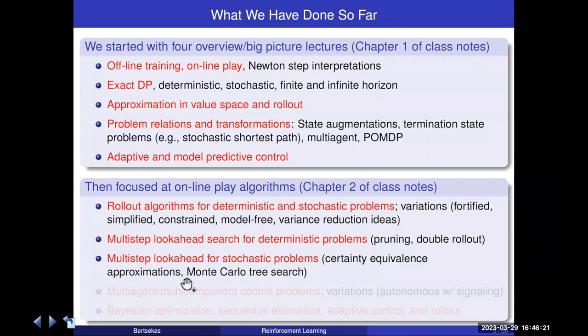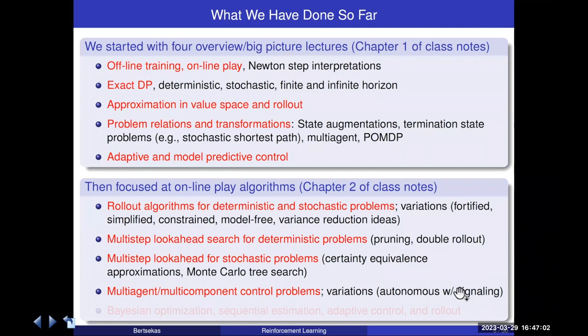We talked about Monte Carlo tree search, a form of adaptive simulation that aims to make the computation of the various expected values, various parts of the online play algorithm, more efficient. We reviewed two lectures ago multi-agent problems, and there was a demo. There are some variations that we haven't covered in great detail, particularly the idea of autonomous agents that communicate with each other indirectly through signaling and coordinate their actions. All of this is in your notes, but we didn't cover it in as much detail as I would have liked.